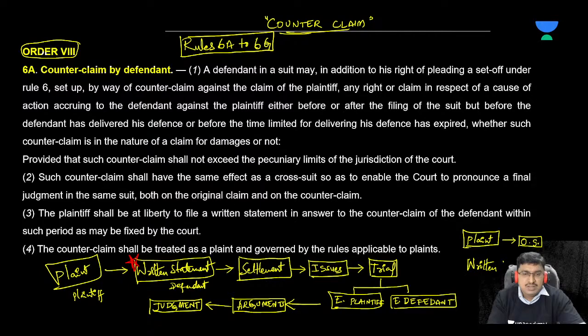Once the plaint has been presented by the plaintiff, now it is the duty of the defendant to submit his version, his answer to the honorable court. If he fails to submit his answer, his written statement to the honorable court against the version of the plaintiff, then the court will set the defendant ex parte, and the defendant will remain ex parte.